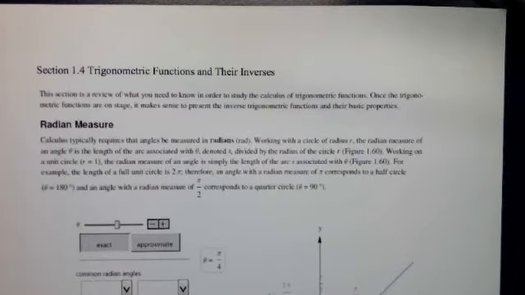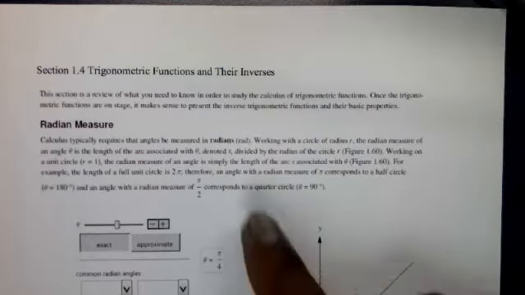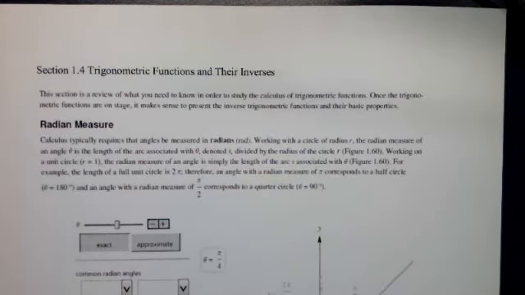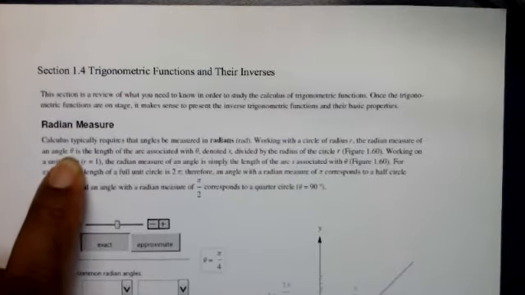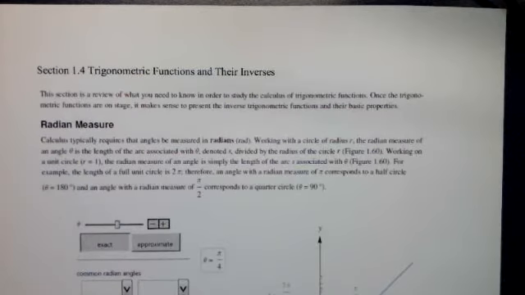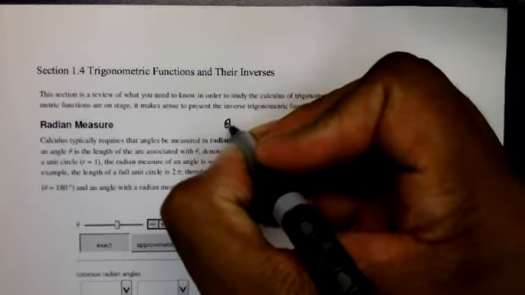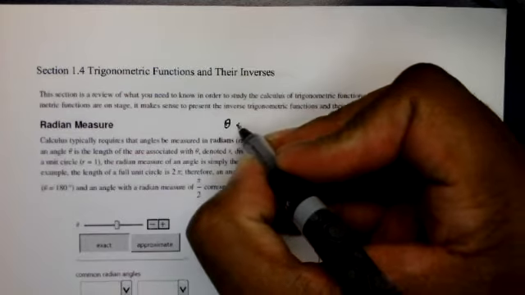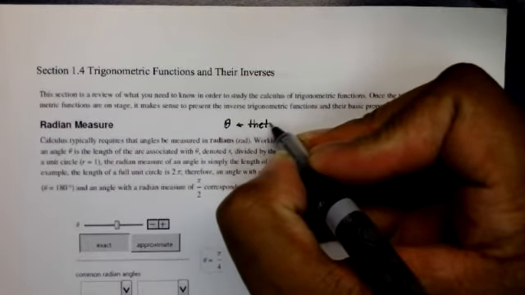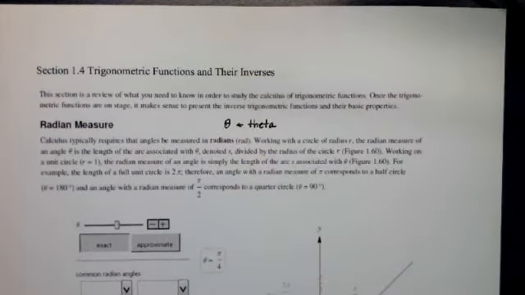In calculus, it typically requires that angles be measured in what they call radians, or RAD. So when we're working with a circle of radius r, the radian measure of an angle, which we're going to denote with the Greek letter theta, is going to be the length of the arc that's associated with theta.